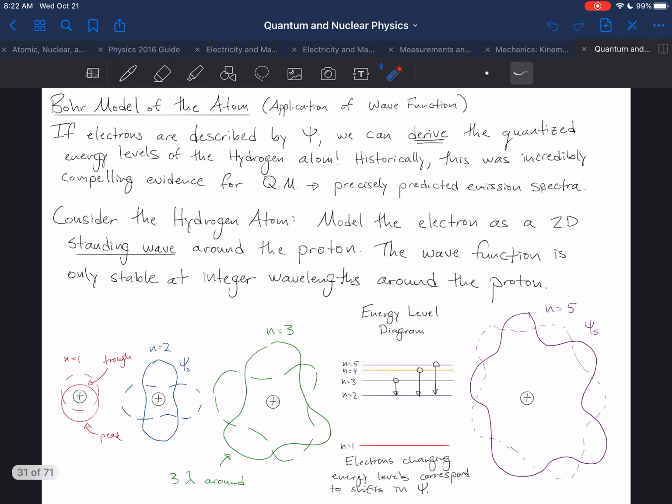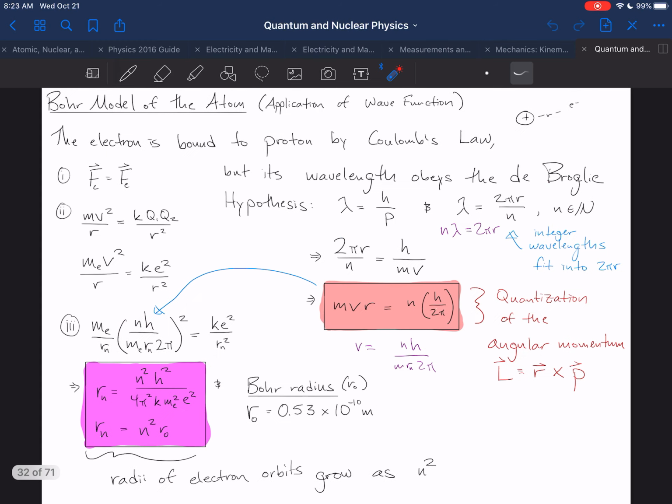Alright, so as described, we are unpacking the Bohr model of the atom, the first successful application of the wave function. And we have described the Bohr model of the atom as involving considering the electron, or the wave function corresponding to the electron, as a standing wave that is only stable at integer wavelengths around the proton. So when the wave function corresponding to the electron makes a standing wave at a particular radius, that corresponds to a stable state for the electron to be in.